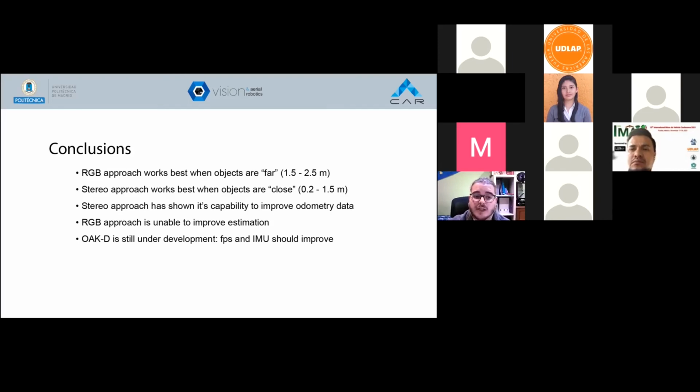Also note that the OAK-D is still under development, and we hope to see some improvements, especially in FPS and the IMU, this last one being really important for robotics and SLAM applications in general, or drone applications, where it's much more convenient to have a camera which also includes an IMU.